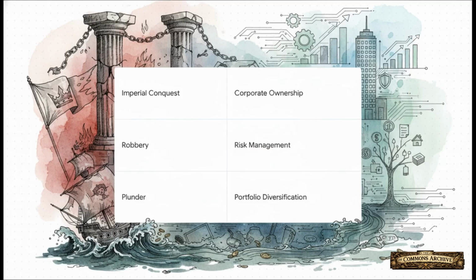Imperial conquest becomes clean, professional, corporate ownership. Outright robbery gets a sophisticated makeover as risk management. And violent plunder? Oh, that's just smart portfolio diversification. The language of modern finance itself is designed to make us forget a history of theft.